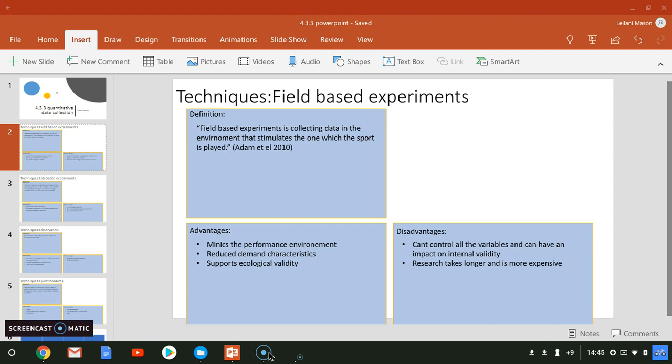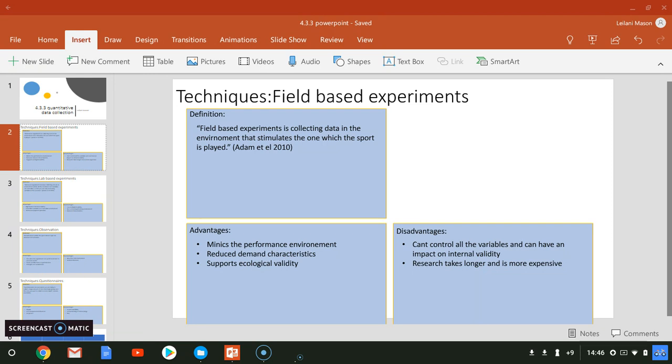Another advantage is that nerves don't affect how you perform. So a second advantage is it reduces demand, in that the participants are less aware that they are taking part in the experiment, and it also supports ecological validity because the environment is realistic to what they're being controlled in.